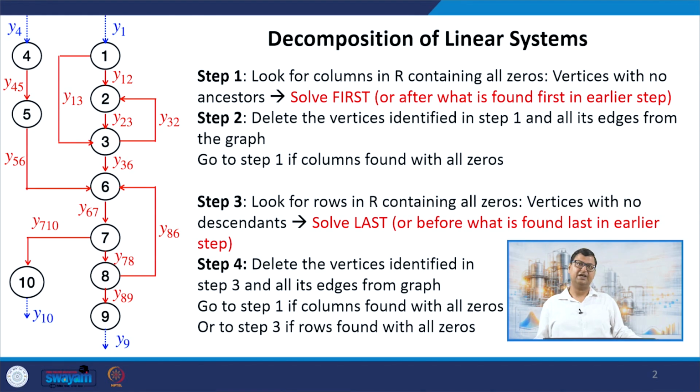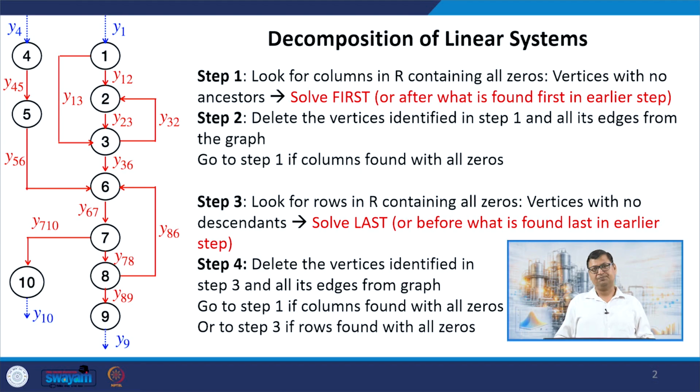So, we started with this particular flow sheet, and this is the algorithm that we have developed so far. In step 1 of the algorithm, we look for the columns in the Boolean matrix R containing all zeros. They refer to the vertices without any ancestors, and these balances have to be done first or after the others found first in the earlier steps, because we will always return to step 1 after every step of the algorithm.